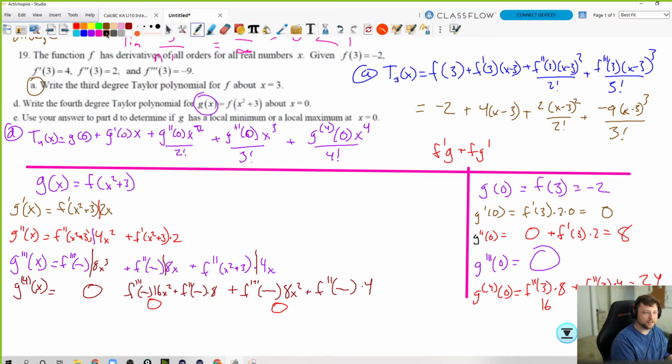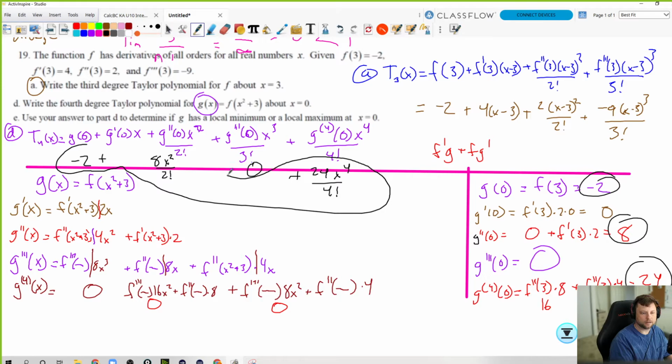So you do all this, and you're plugging in here. Your final answer would be that, and that. So it'd be negative 2 plus, since this coefficient is 0, this term just goes away. And then this term's coefficient is 8, so it's going to be 8x squared over 2 factorial. And then this term's going to be 0. And then this term's going to be a 24. So plus 24 x to the 4th over 4 factorial. So your answer is really gross, but it's this.